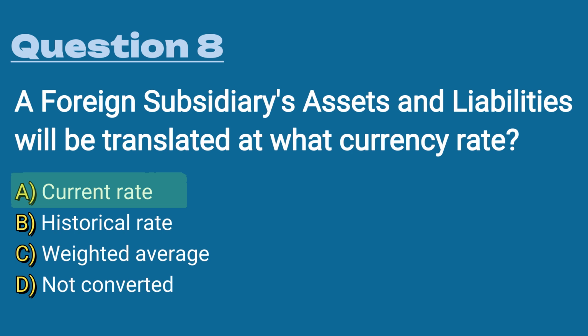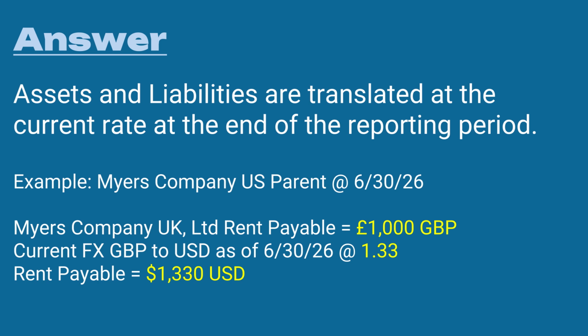The answer is A, the current rate. Assets and liabilities are translated at the current rate at the end of the reporting period. An example would be Myers Company, U.S. parent, on June 30th, 2026. The Myers Company subsidiary, UK Ltd, has a rent payable of £1,000. The current rate, the GBP to USD, as of June 30, 2026, is 1.33. So the translation would take the £1,000 times the current rate for the reporting period to get $1,330 of US dollars translated from British pounds.